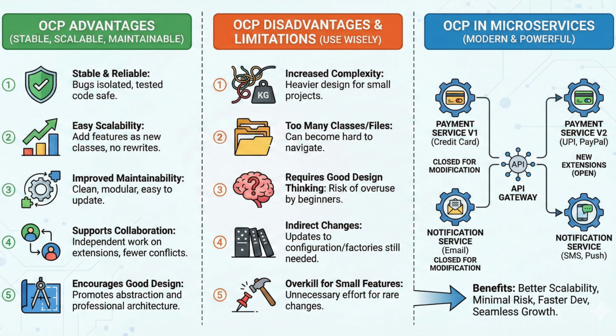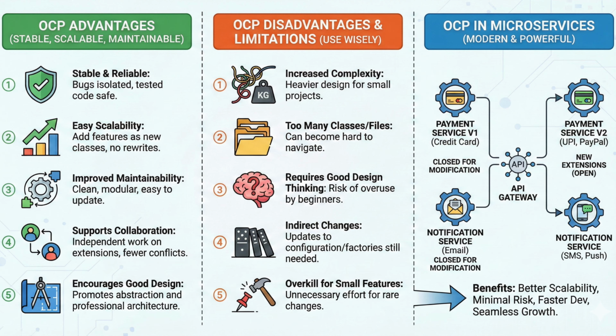Now let's talk honestly. Even though the open-closed principle is powerful, it also has some disadvantages and limitations that every developer should know. First, it can increase code complexity. To follow OCP, we often use abstractions, interfaces, and multiple classes. This can make the design heavier and more complex than necessary, especially for small projects or simple requirements.